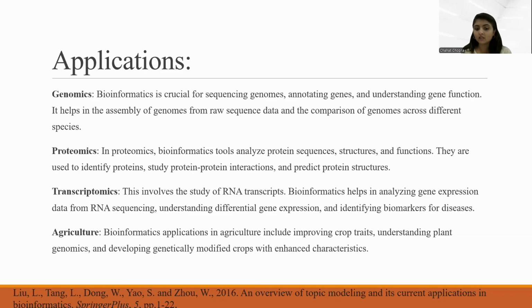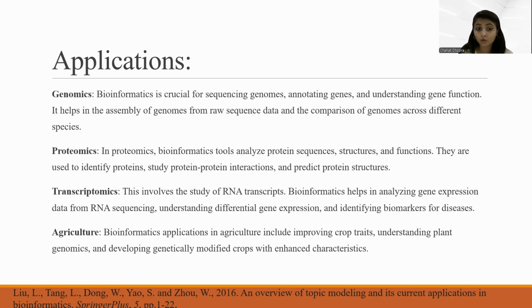Now, coming to the uses of bioinformatics, it is nowadays being used in various parts of biology, but here I have added a few applications. One is genomics, as it is crucial for sequencing genomes, annotating genes, and understanding gene functions. It helps in the assembly of genomes from raw sequence data and comparison of genomes across different species. Next, in proteomics, with bioinformatic tools, we can know the protein structure, sequence, and function.